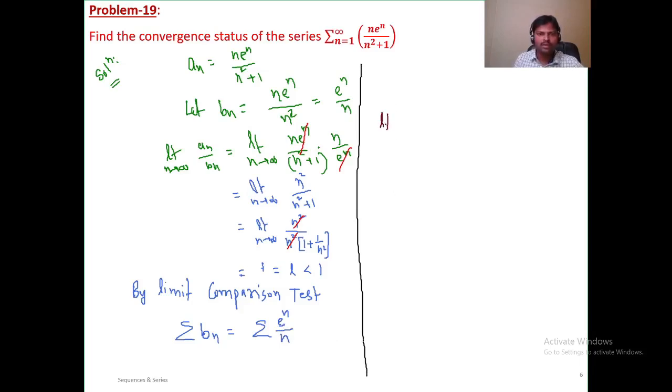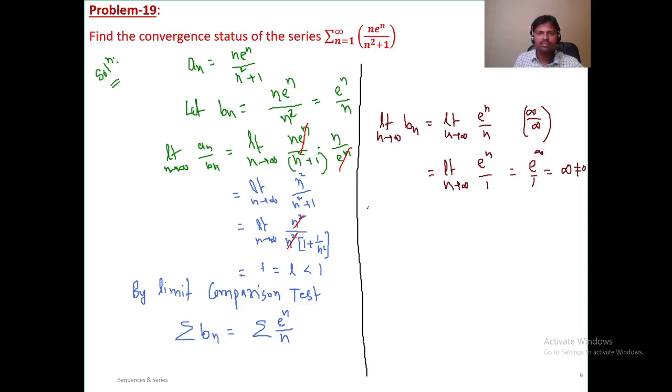Now limit n tends to infinity, I want to use here the nth term divergence test. What do you have? e power n upon n. If you apply the limit directly, e power infinity by infinity, infinity by infinity you are getting. Therefore, go to L'Hospital rule. Limit n tends to infinity, e power n derivative is e power n only, and denominator derivative is 1. So finally if you apply limit, e power infinity by 1, which is infinity only, which is not equal to 0.